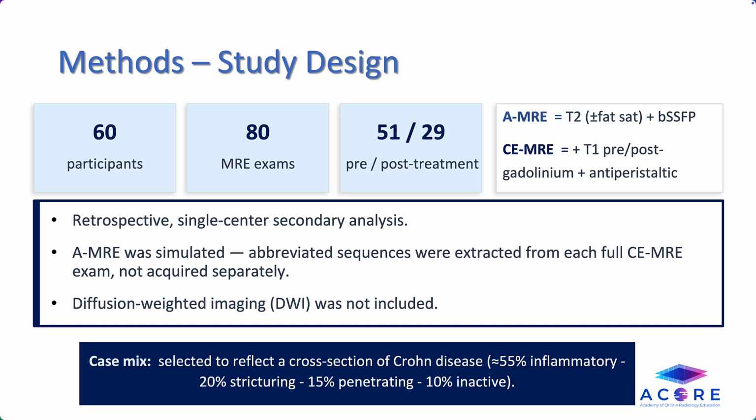However, the abbreviated exams weren't acquired separately. Each was built by pulling just the T2 and balanced SSFP images out of the full study. So both reads came from the same scan, and the only thing separating them was the contrast sequence. Additionally, neither protocol used diffusion-weighted imaging, and the case mix finally was selected to reflect a cross-section of Crohn's disease.